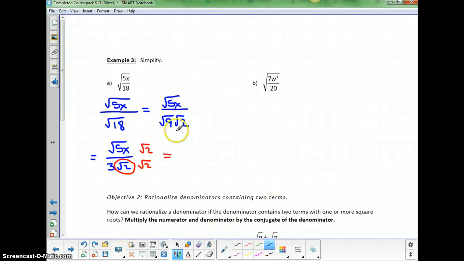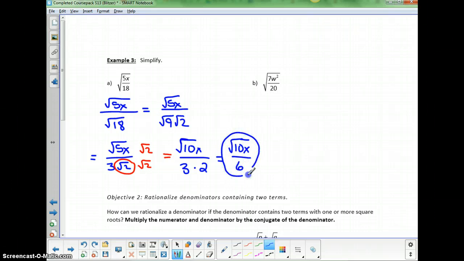So the top is going to become those both inside square roots. It's going to become square root of 5 times 2 is 10, so square root of 10x, over, this is going to be 3 times the square root of 2 times the square root of 2 is 2. So I've got square root of 10x over 6.